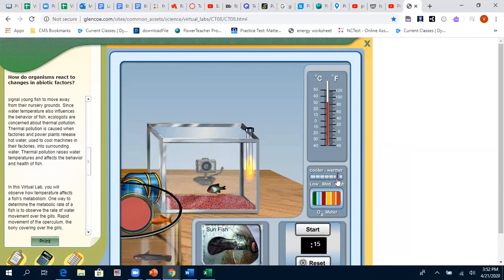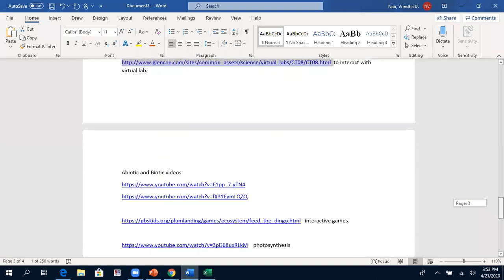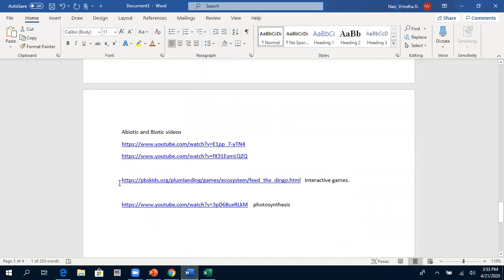So that's the difference. You can also start and stop the timer. You can adjust the temperature, the coolness or the hotness, all of them together. That's one thing I wanted you to see. Next, when I go down, I'll show you an interactive abiotic and biotic forest that you can create. So let's go and see how that works.